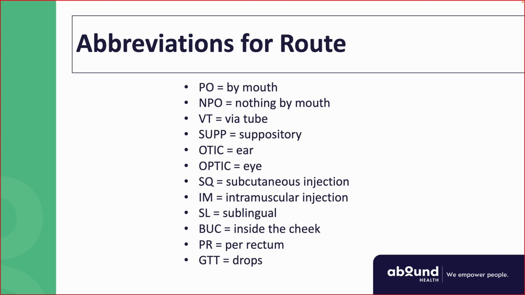SUPP is suppository. OTIC is ear. OPTIC is eye. SQ is subcutaneous injection. That's usually in the back of their arm and the fat of their belly. The DSP has to meet with myself or Justin to go over that training, and that's offered on Tuesdays and Thursdays. IM is intramuscular. It's usually in the arm and the buttocks or the thighs. SL is sublingual. BUC is inside the cheek. PR is per rectum, and GTT is drops.